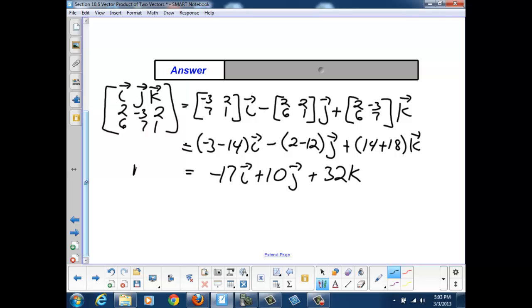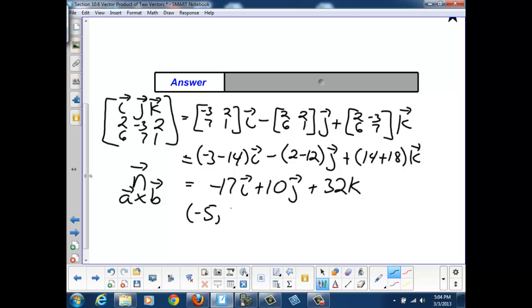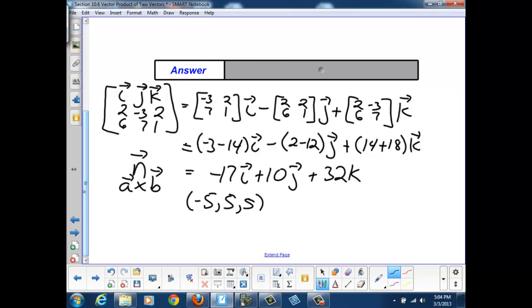So this cross product is the vector normal to my plane. So A cross B. To define the plane, I need that cross product, or that normal vector, and a point in the plane. So I'm going to use point P1, -5, 5, 5. And if we remember to find the equation for the plane, we use the coefficients of the components to become the coefficients of my equation. So -17x plus 10y plus 32z, and that's going to be equal to our dot product calculation.